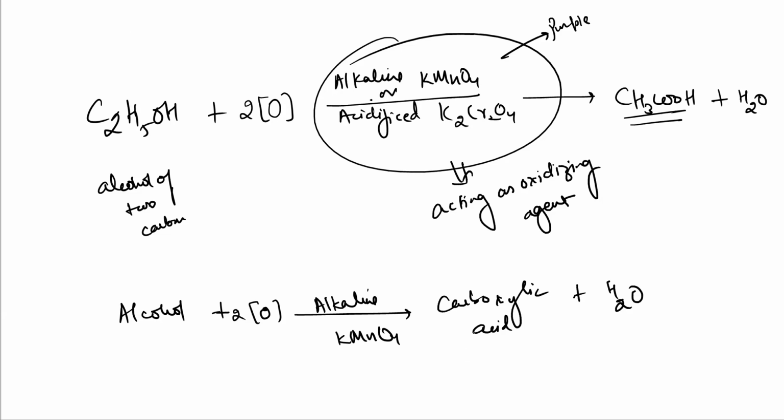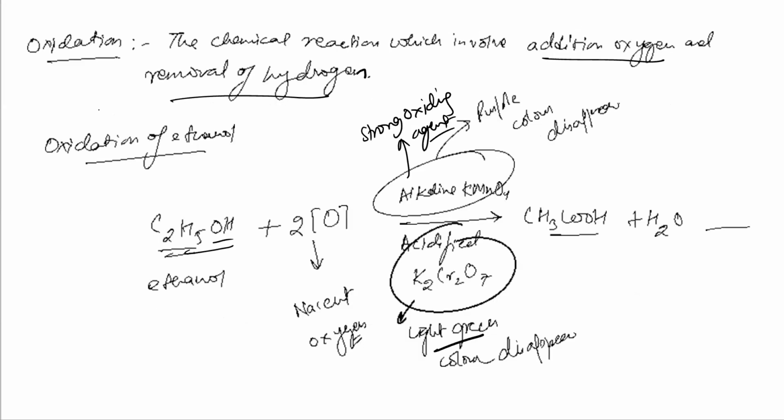Done. So please note down that oxidation of ethanol is very important. It is asked in the examination. How many types of questions are asked? The first type asks whether it is acting as a strong oxidizing agent or as a catalyst. No, it is not acting as a catalyst, because a catalyst is a substance used to increase the rate of the reaction.